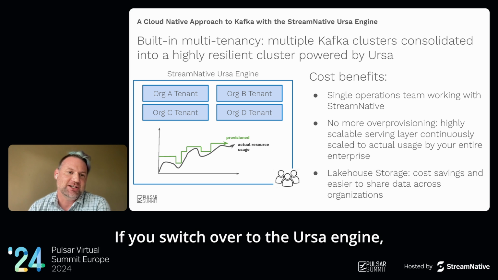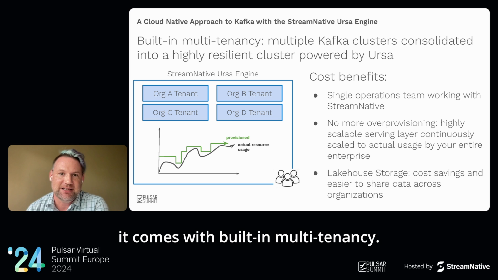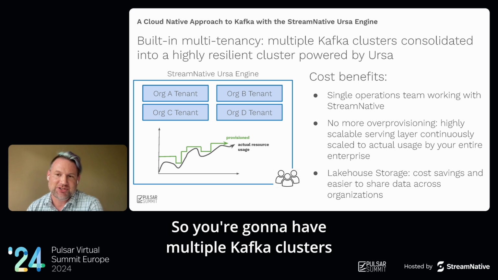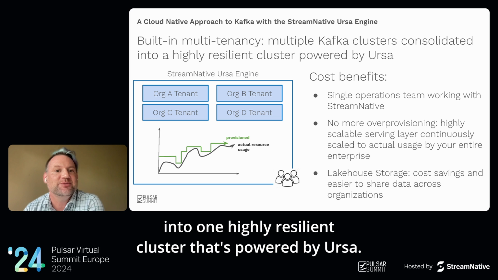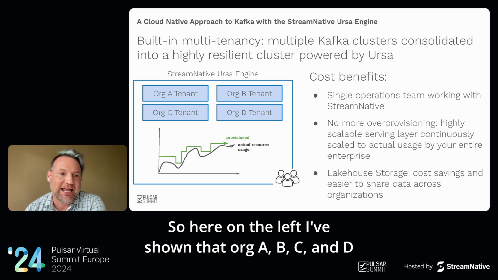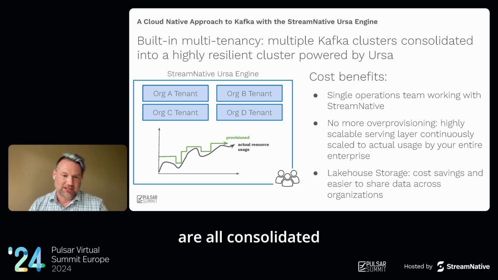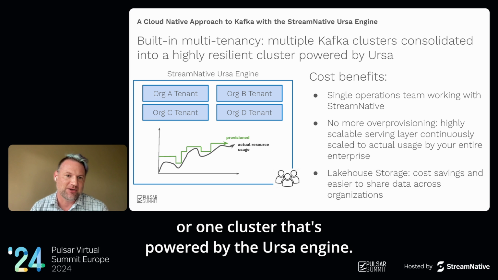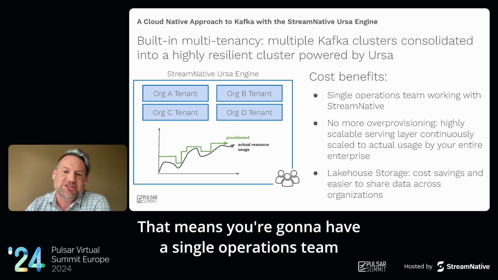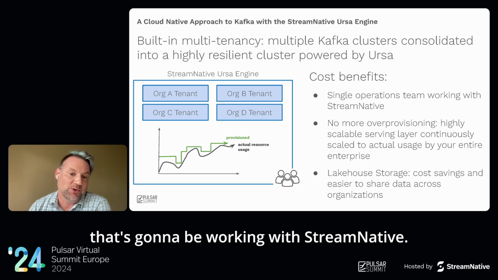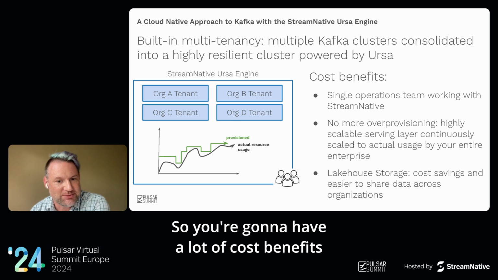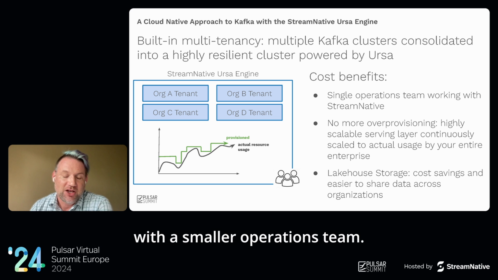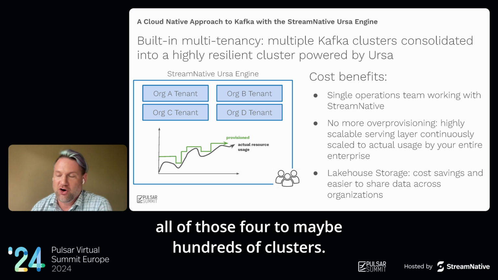If you switch over to the Ursa engine, it comes with built-in multi-tenancy. So you're going to have multiple Kafka clusters consolidated into one highly resilient cluster that's powered by Ursa. Here on the left, I've shown that org A, B, C, and D are all consolidated into one StreamNative Ursa Engine cluster, or one cluster that's powered by the Ursa Engine. That means you're going to have a single operations team working with StreamNative. So you're going to have a lot of cost benefits with a smaller operations team. You're also no longer going to be over-provisioning all of those 4 to maybe hundreds of clusters.